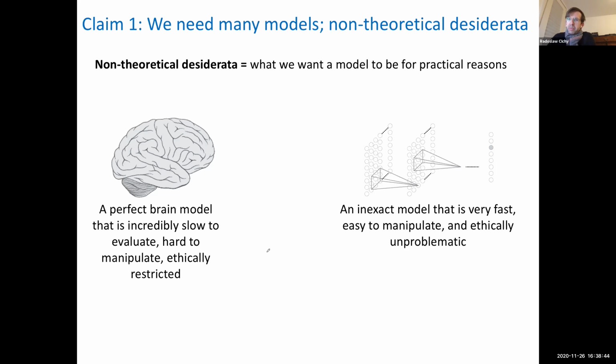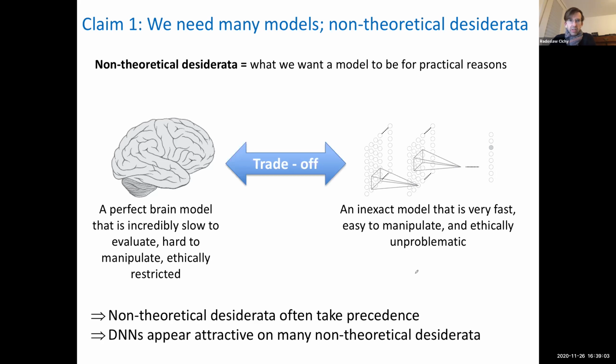Like a deep neural network. So which one would you like to have? Well, it depends on your goals, right? But often you're going to say, I don't want the perfect one because I'm going to test my theory and my PhD is going to be over before it has run through once. I can just look at this imperfect thing and do 10,000 things to it and try to understand it much better. So often, non-theoretical desiderata take precedence over what you want by theory. And actually deep neural networks appear very attractive on these non-theoretical desiderata, maybe more than on the theoretical ones.